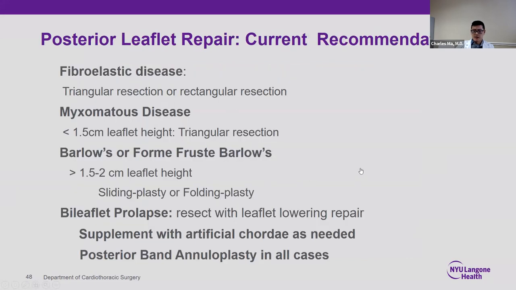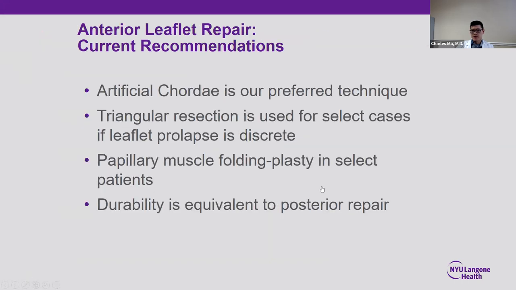So, I think today's modern recommendations when approaching mitral valve prolapse: you can do a simple resection if the leaflet tissue is not excessive. But once you start having myxomatous disease and Barlow's, which is an extension or evolution of that myxomatous disease, where you have taller posterior leaflet height, you would start having to incorporate height reduction techniques, either the sliding plasty or folding plasty or the butterfly technique. And once you have bileaflet prolapse, you really should supplement the anterior leaflet with artificial chordae, which is, I think, over 99% of repairs now for anterior leaflet prolapse.